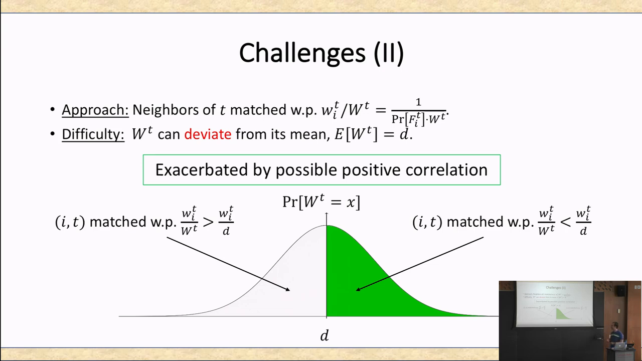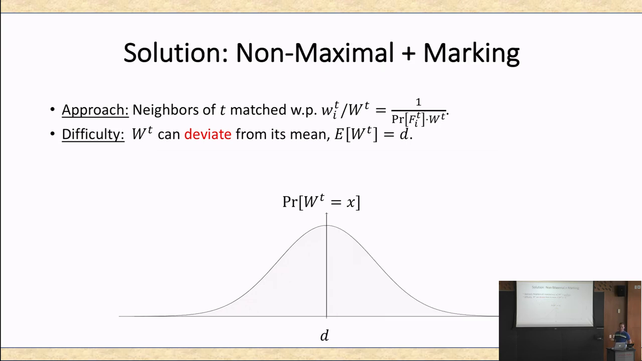Okay, so kind of following up on Ravi's question, our solution will comprise two parts. The first part will be that we'll output a non-maximal matching. And the second part will be a notion of marking, which I'll expand on in a second.